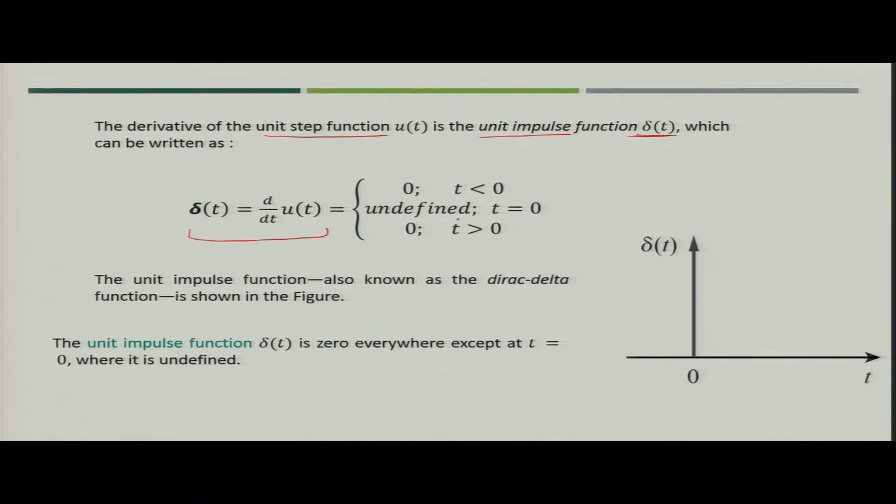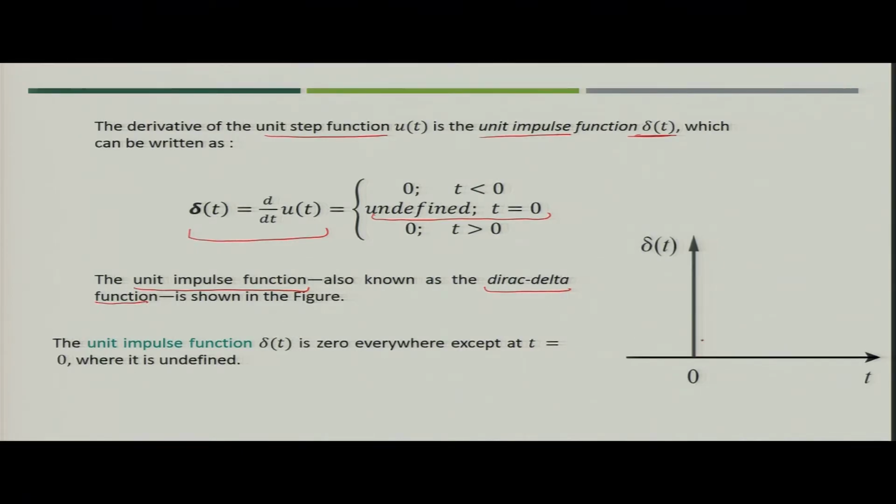So, the derivative of that constant value will become 0. For t less than 0 and t greater than 0, it will be 0. At time t equal to 0, it will be undefined. Because of this property, this becomes a singularity function. Generally, the unit impulse function is also called the Dirac delta function, and it is shown in the figure.